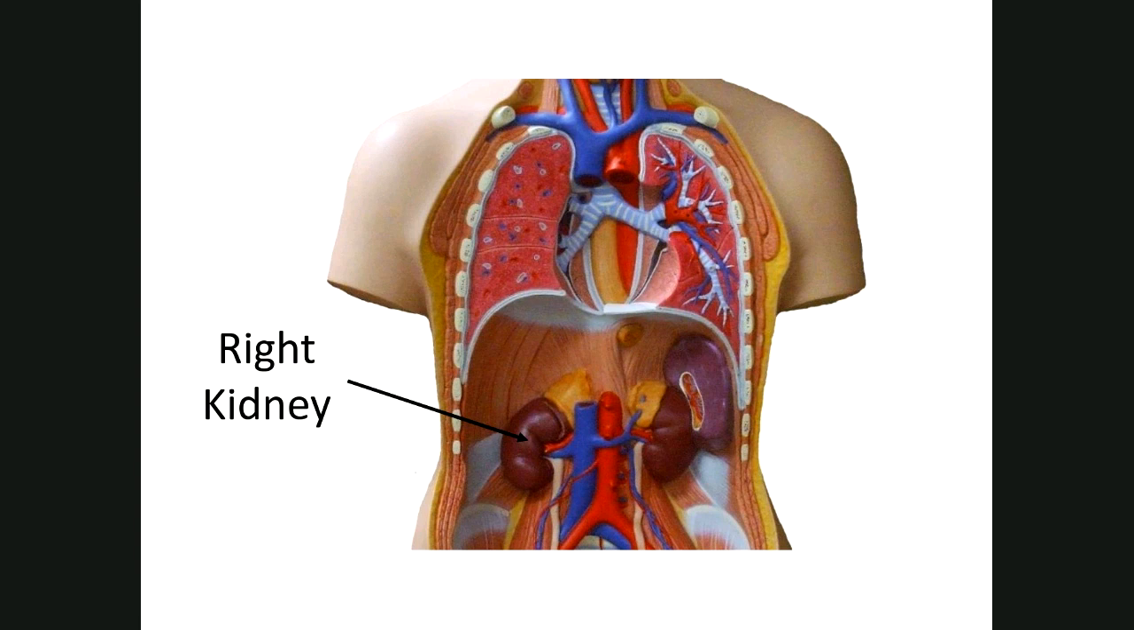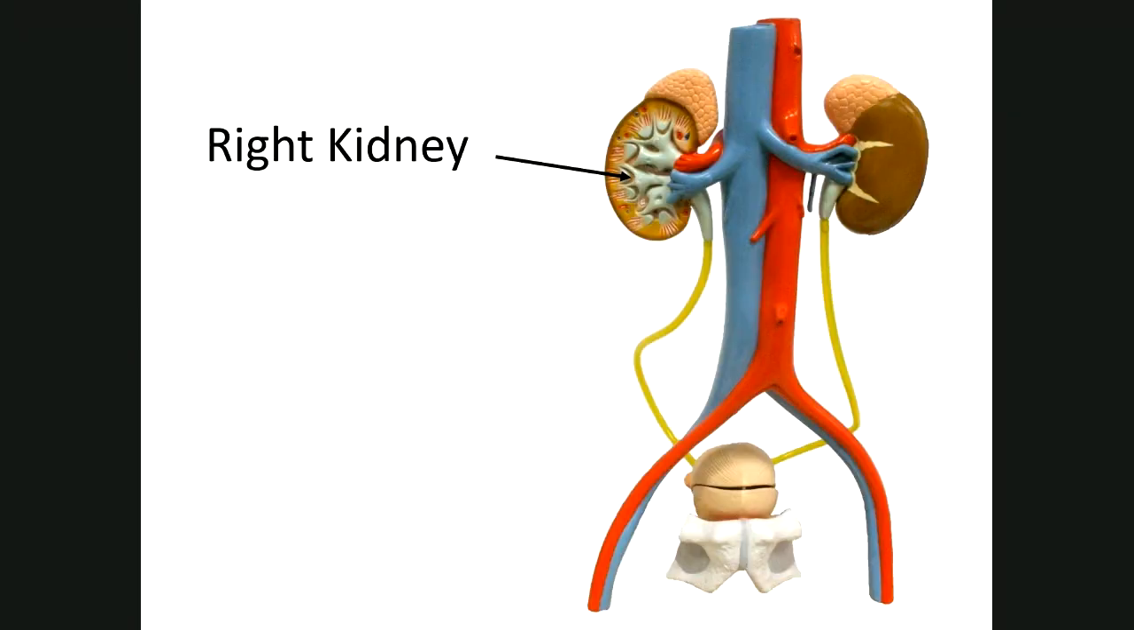Okay, so the right kidney you can see obviously on the right side there. It's a little bit lower than the left. All right. And then you can see it here on this model here. I'm not sure what page. Did I say, is this 91? Yeah. This model's on 91.